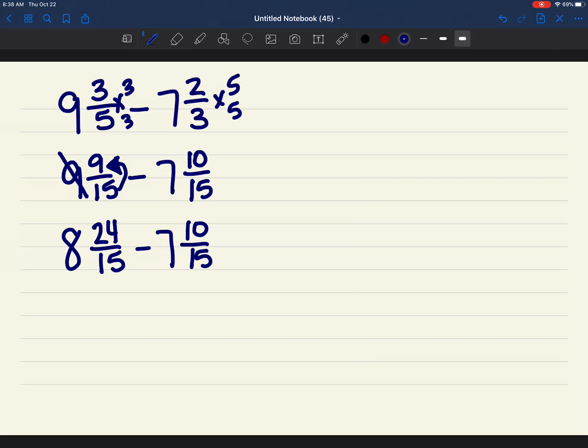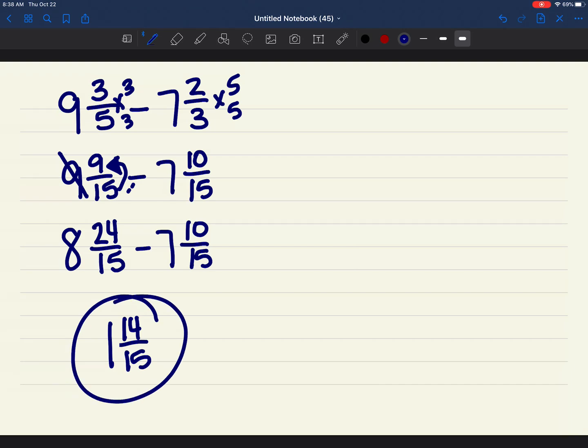Okay, we changed to common denominator. Okay, if you're going to subtract with mixed numbers and not use improper fractions, the first fraction has to be bigger than the second one. Okay, so all I did was borrow from the whole number, add it back in as a fraction. All right. Okay, what's 8 minus 7? What's 24 minus 10? Okay, do I need to simplify this?